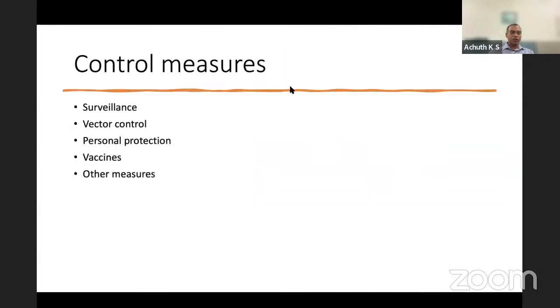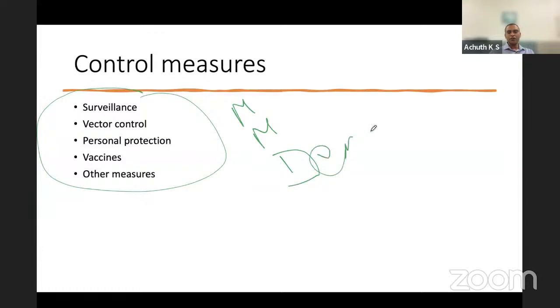Coming to the control and preventive measures: vector control, personal protection, vaccines, and other measures. I've already told you how to write an answer apart from these. We have man, mosquito, and now the virus, the dengue virus. You can't do anything about the virus; we don't have antivirals for this. There is only one vaccine, which we'll discuss later. So we are left with two, that is mosquito and man.